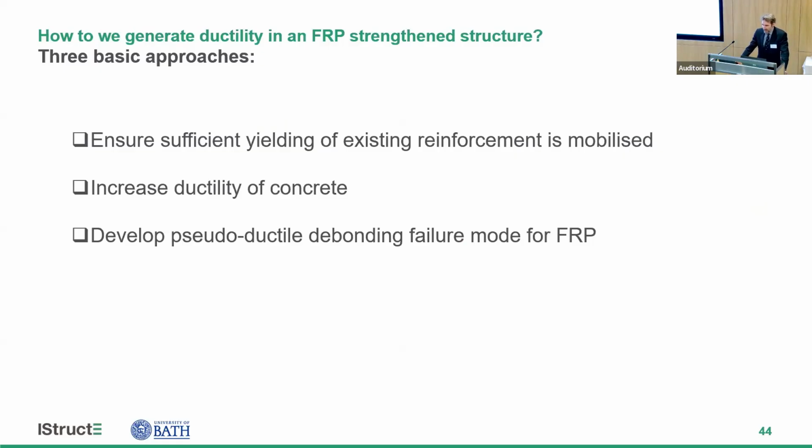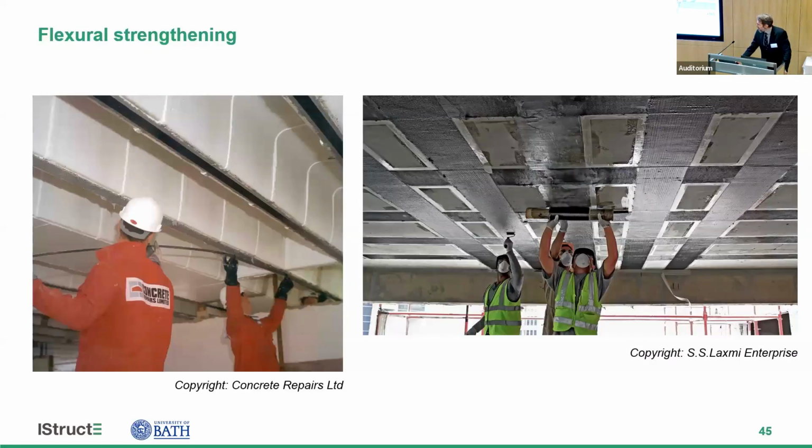So how do we generate ductility in an FRP strengthened structure? Well, first of all, we can ensure that we mobilize sufficient ductility from the reinforcing steel itself that's already inside the concrete. Secondly, we can try and increase the ductility of the concrete by confining it, which is basically what we do with column strengthening. Or thirdly, we can get a pseudo ductile debonding failure mode for FRP if we use it in the right way. So I'm just going to go through some of the research aimed at understanding the ductility of structures strengthened with FRP, starting off with flexural strengthening.